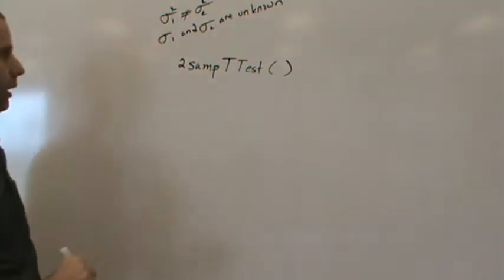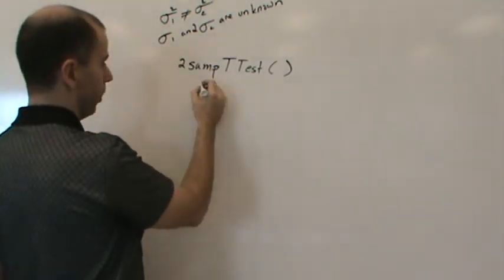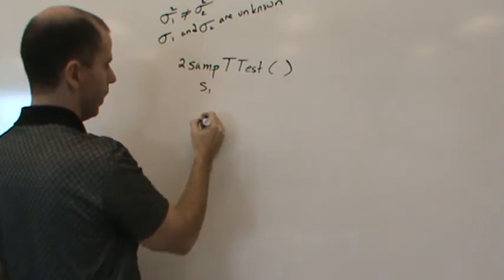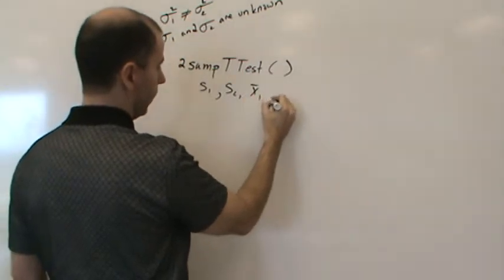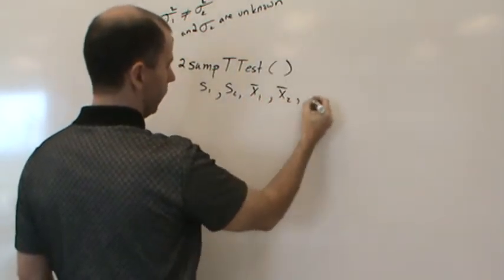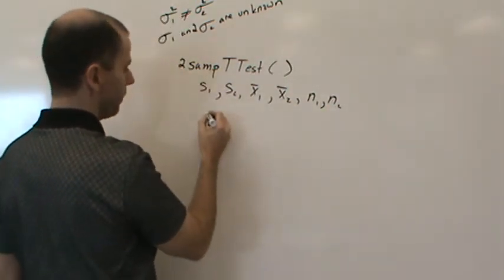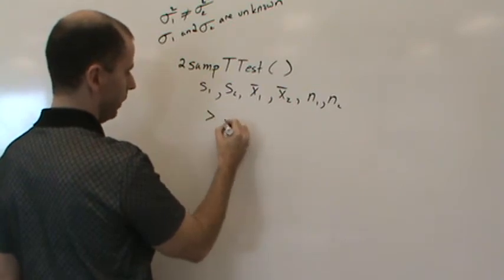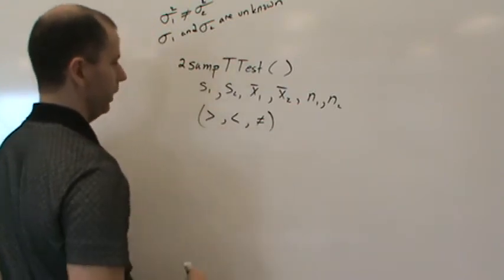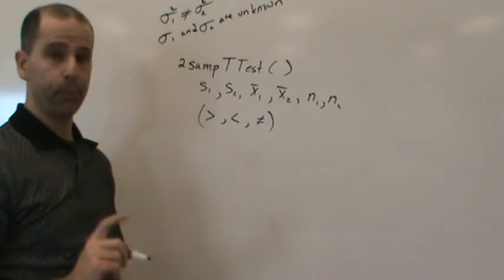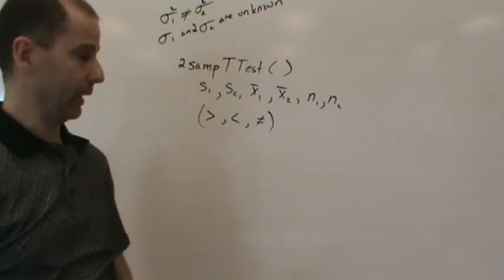Now here's the thing. Again, it's going to ask you for certain things for the test. It's going to ask you for what is S1, what's S2, what's X bar 1, X bar 2, N1, N2. It's also going to ask you for the alternative hypothesis. So you're going to have to put in either greater than, less than, or not equal to, one of these three. But also it's going to ask you whether you want to pool, whether you're pooling the samples or not. And what does that mean?